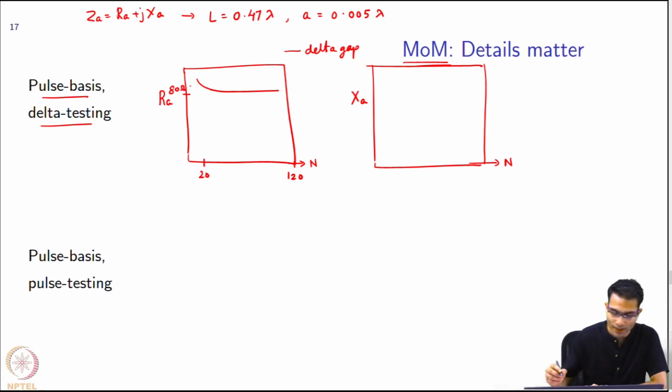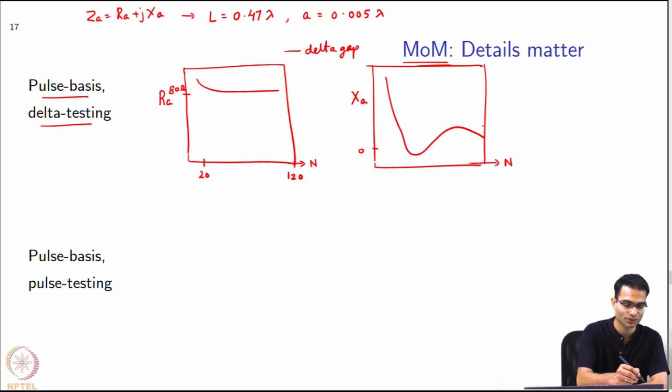And what happens to this reactance? So it has a strange, an interesting behavior. It doesn't really show very great signs of converging. Okay, so you wonder what is going on over here. So this is with delta gap. Then you can say, these results are not satisfactory. Maybe the magnetic frill is a little bit more accurate as an input.